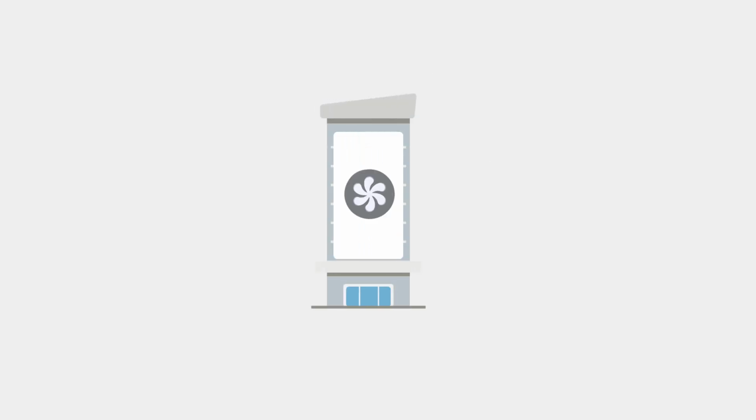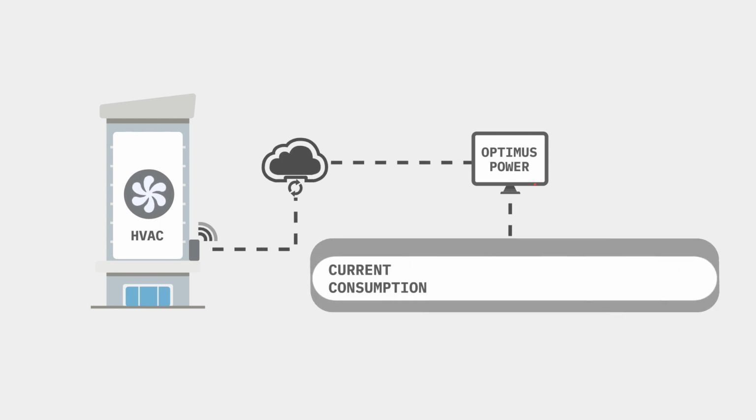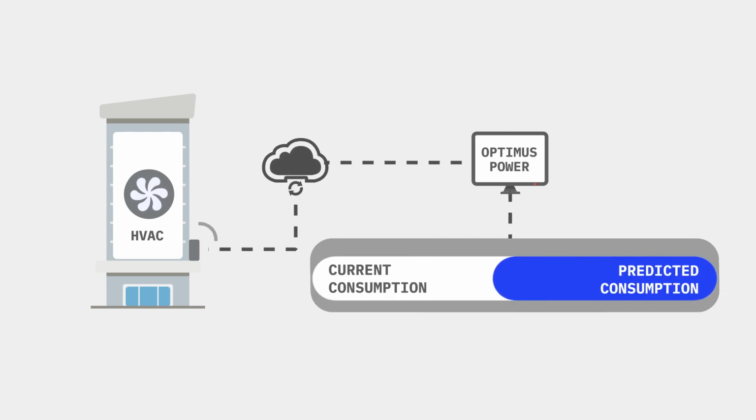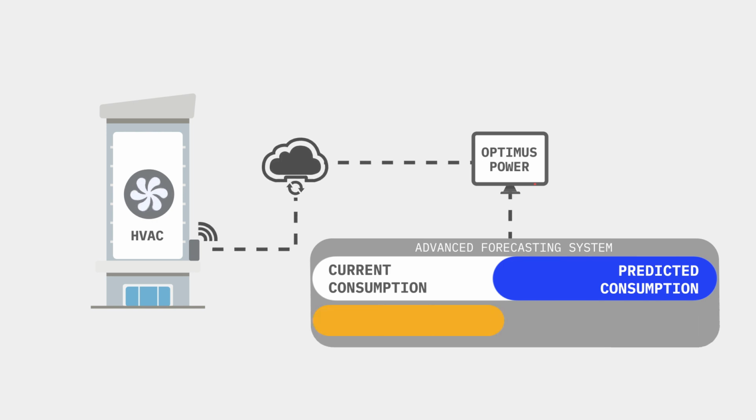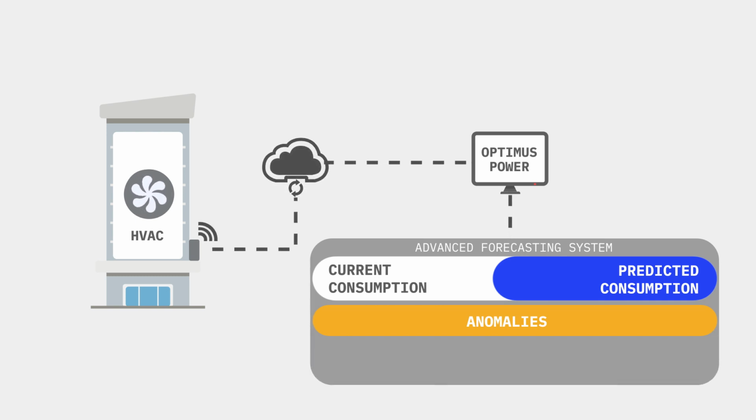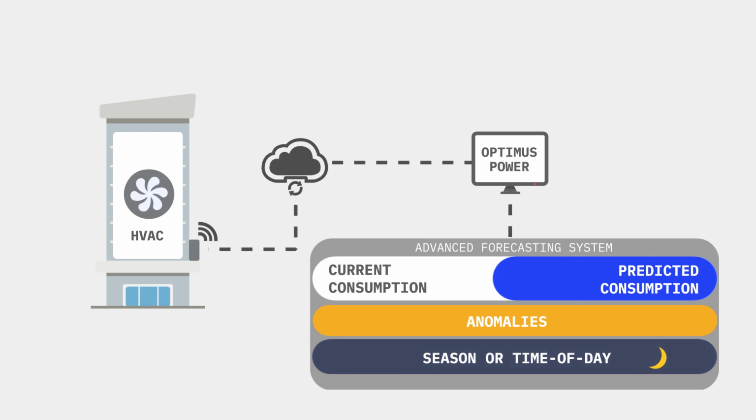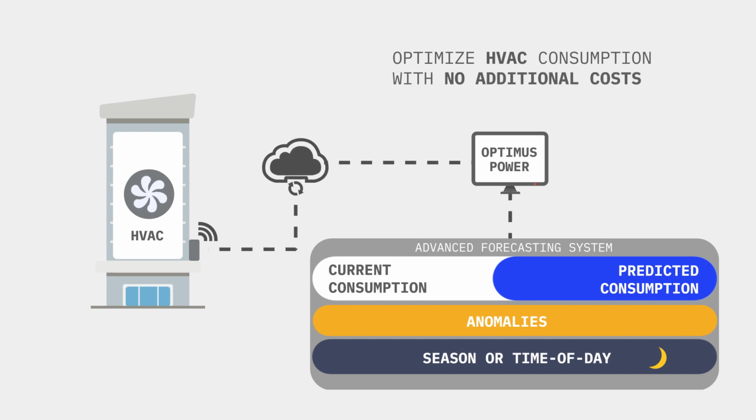Optimus Power is a software that, based on data collected in real time, provides detailed information on both current energy consumption and predicted consumption, all thanks to an advanced forecasting system. The system also records anomalies, like excess in consumption or outliers in temperature or various system malfunctions, and it does so based on season or time of day. With all this information, it is possible to optimize HVAC consumption with no additional costs for complicated hardware.